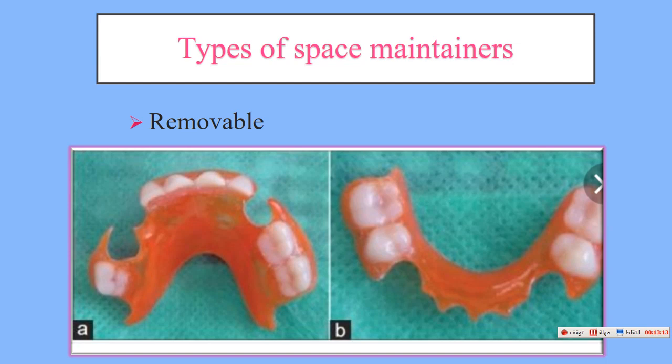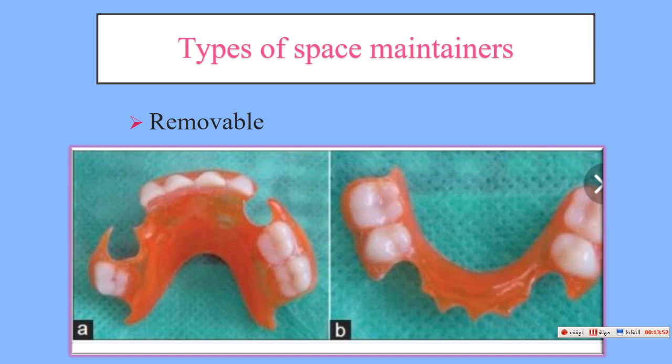Because removable space maintainer can be functional or non-functional. Functional meaning anterior space maintainer, maintain aesthetic and have function. This is the functional space maintainer, maintain aesthetic, phonetic, and also maintain the space. Non-functional removable space maintainer is specially used posteriorly, only maintain the space. This is called non-functional, only acrylic, maintain the space to prevent loss of the space, but it is functional if used anteriorly.